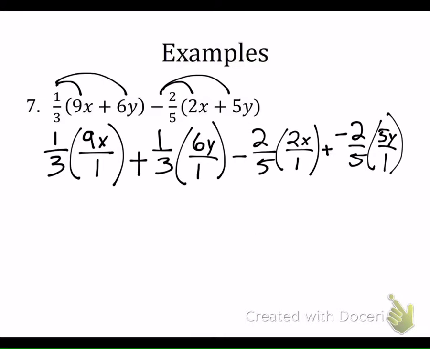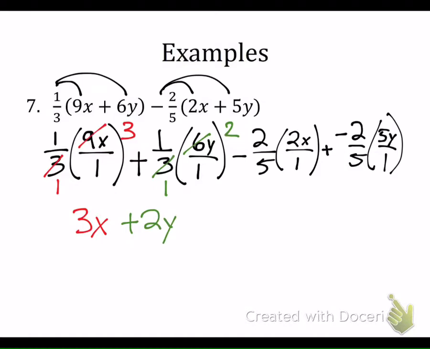All right, one term at a time. So the 3 and the 9 become a what? A 1 and a 3, good. So 1 times 3x is just 3x. All right. What happens on the next one? 3 and 6 become a 1 and a 2, so plus 2y.